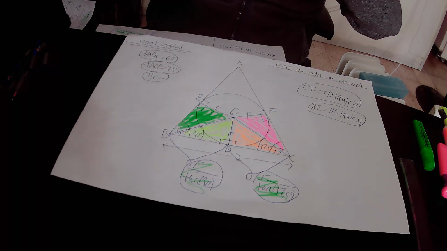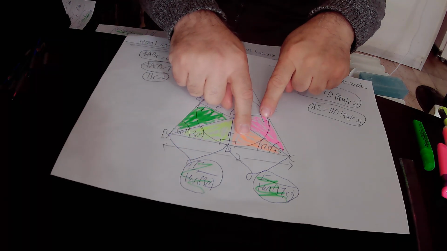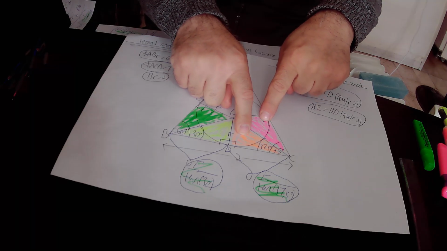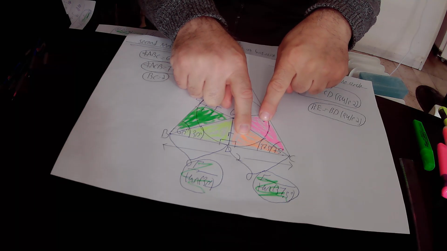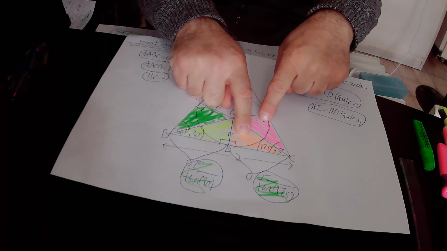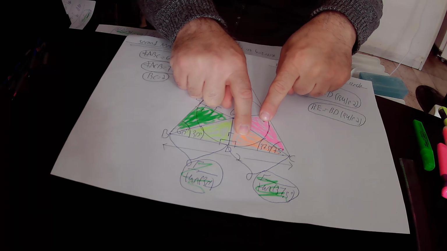We repeated the same process on those two right triangles. We proved that those two right triangles are congruent according to the side rule. I will repeat this proof quickly.